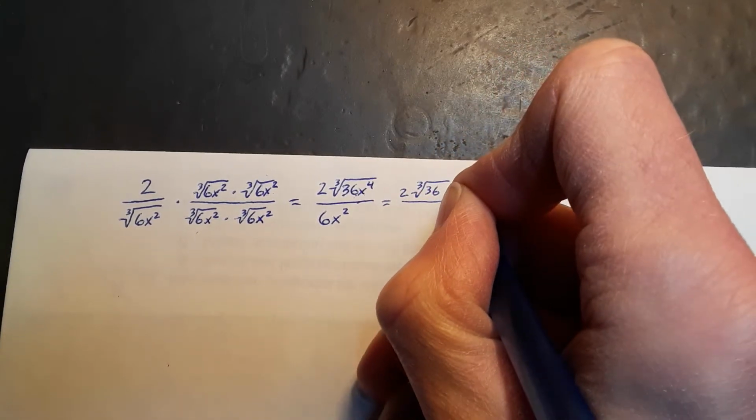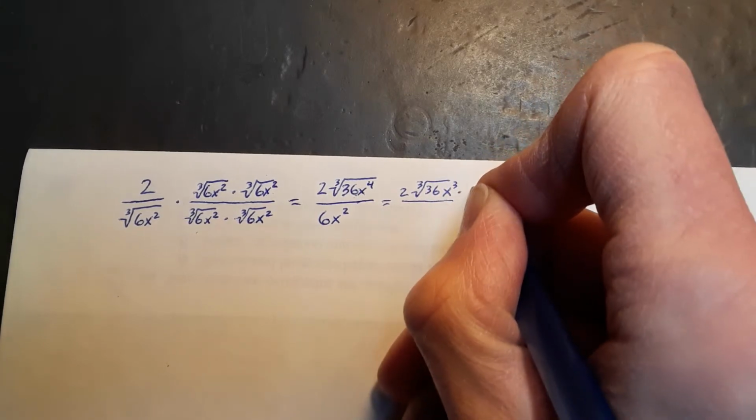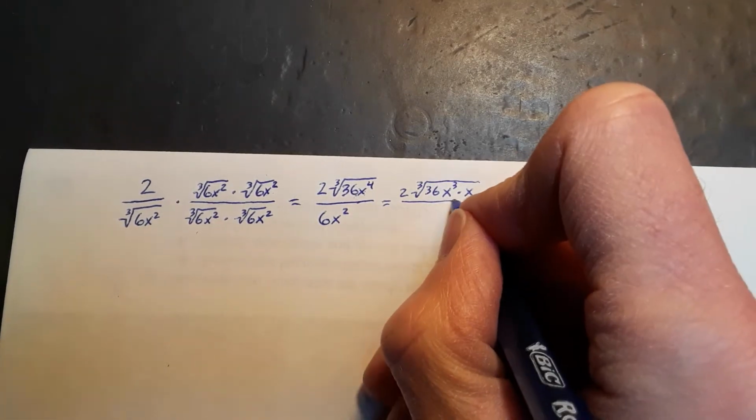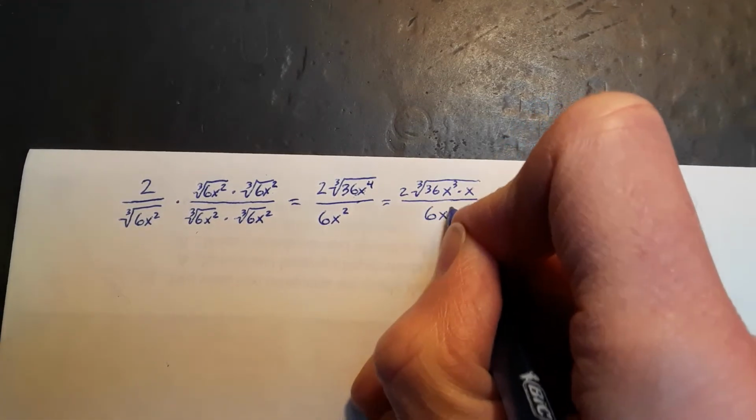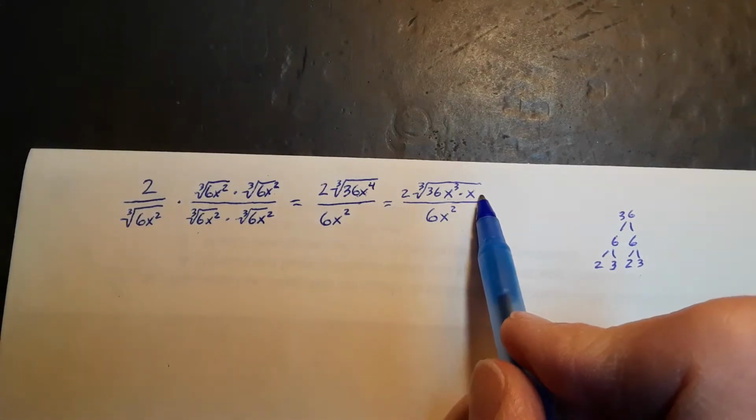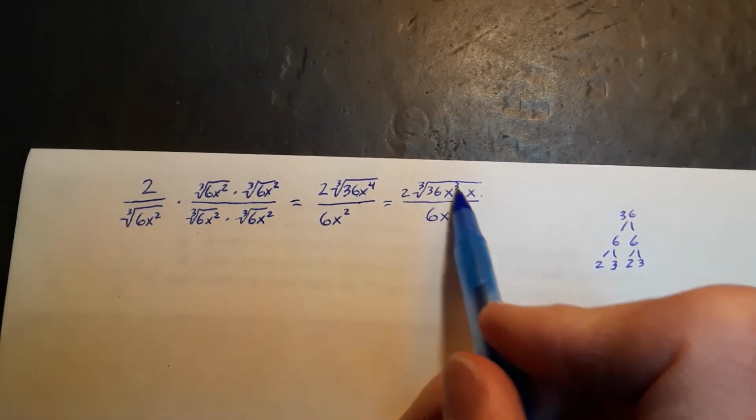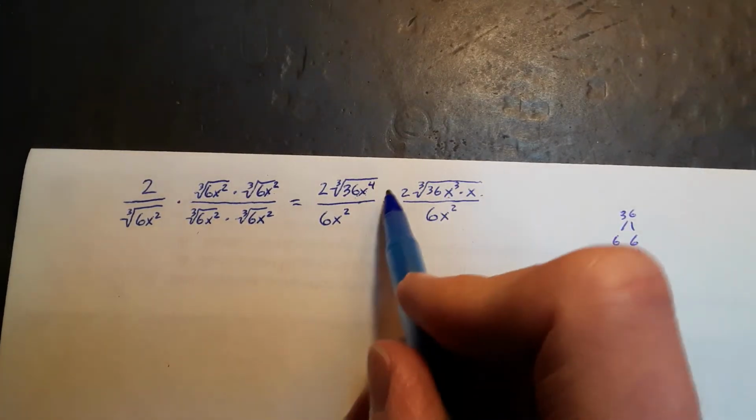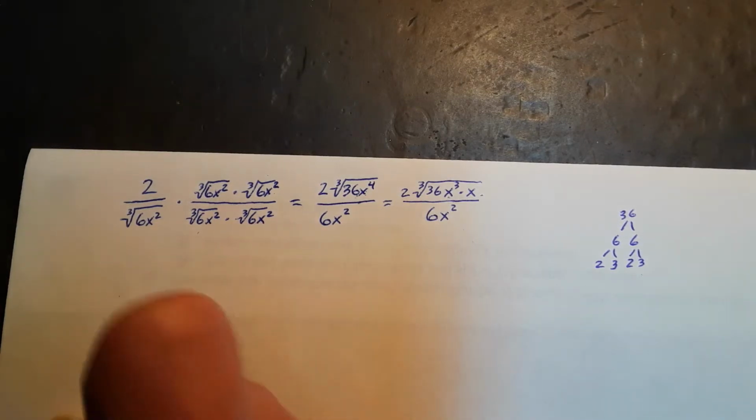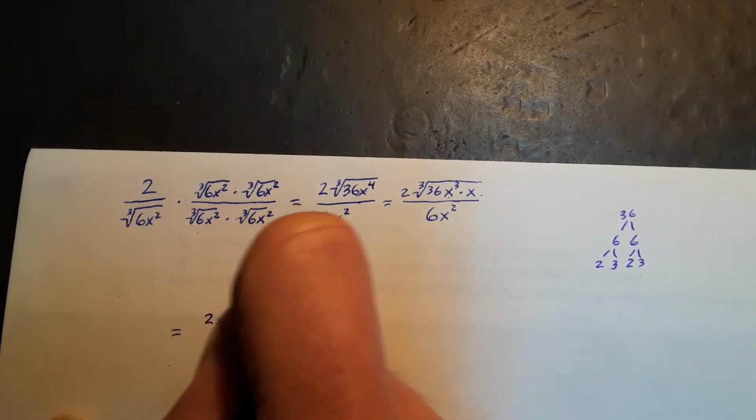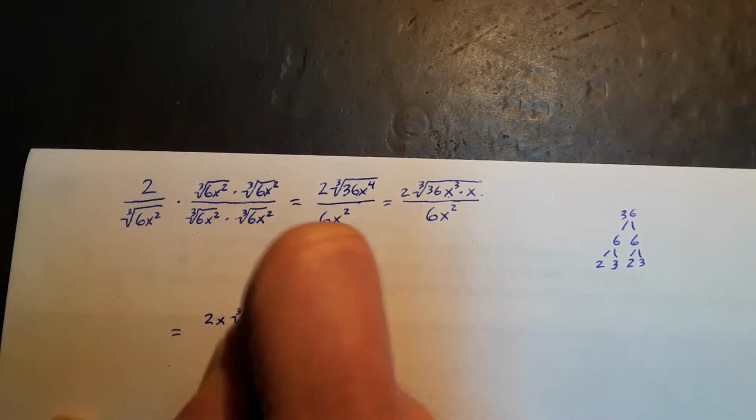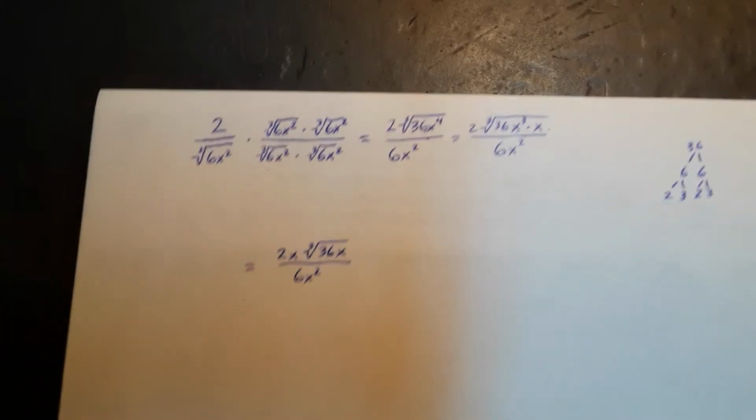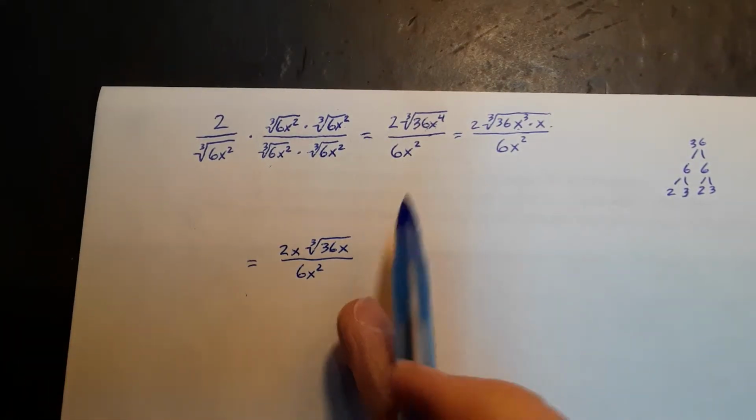We can factor this x. So we're leaving the 36 alone, but I'm going to break this down into x cubed times x. And if we multiply those together, we get our x to the 4th back. And so this is a valid factorization. And since we're taking cube roots, this x cubed and the cube root are acting as inverses, so it's kicking this x out. So we're going to end up with 2 times x times the cube root of 36x divided by the 6x squared that we determined up here.